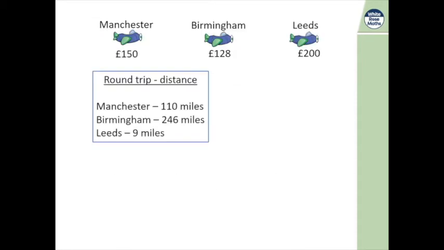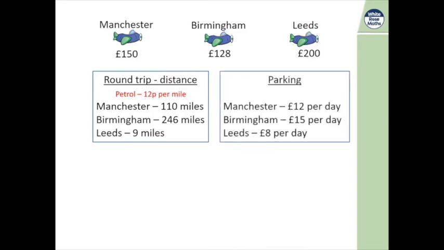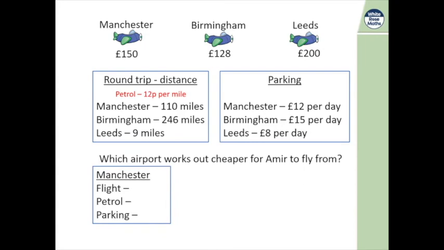Here are the distances from Amir's home to Manchester, Birmingham and Leeds Airport and back again. And we're told it costs 12 pence per mile in petrol. We're also told the cost per day for parking at each airport. We need to work out which airport is cheapest for Amir to fly from. Let's work out the cost to fly from Manchester first. Well, we know the flight is £150.